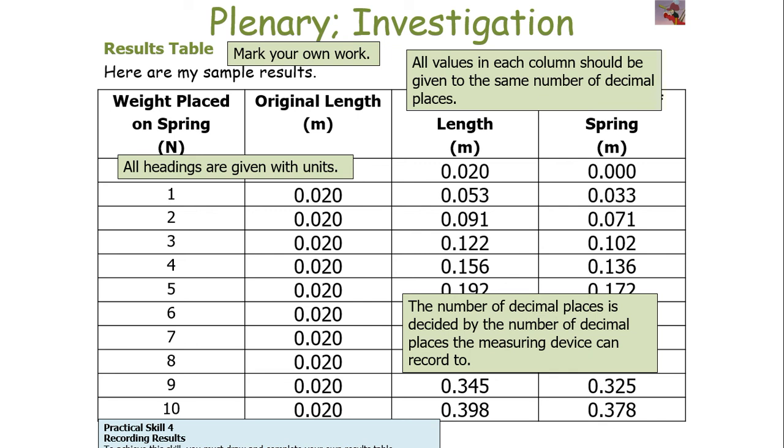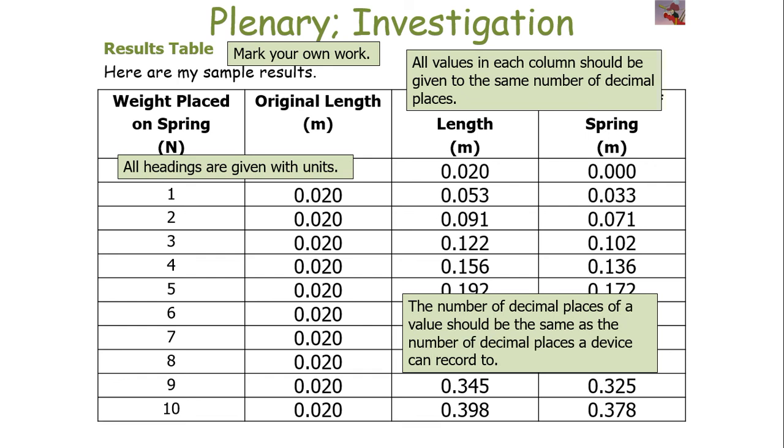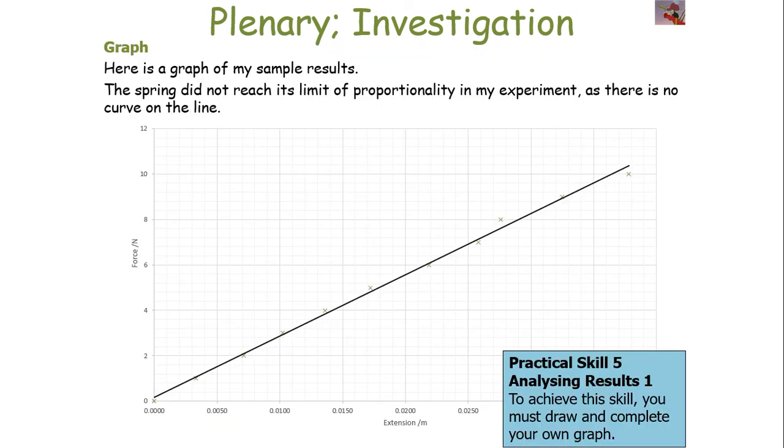So the length was recorded to 3 decimal places because the ruler we used could measure to 3 decimal places. You should always have the number of decimal places in a value be the same as the number of decimal places a device can record to. That's extremely important. Now, here are the results for my experiment drawn on a graph.